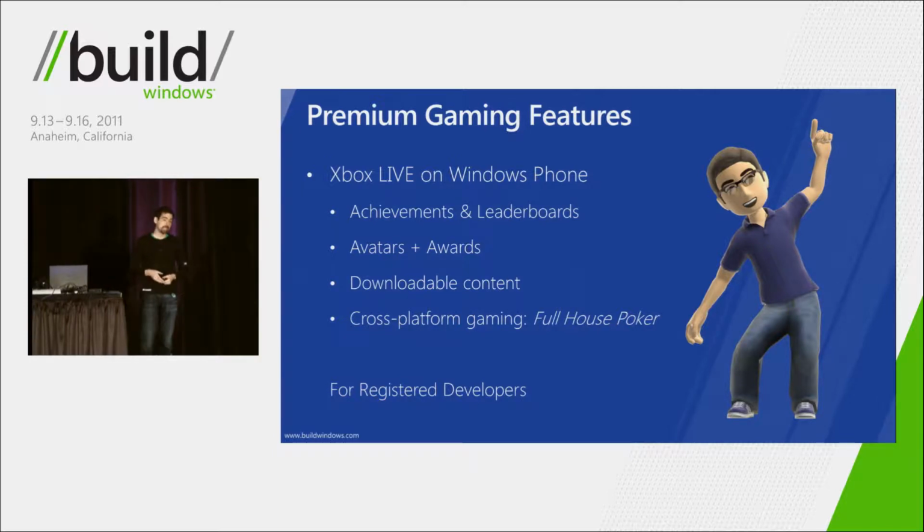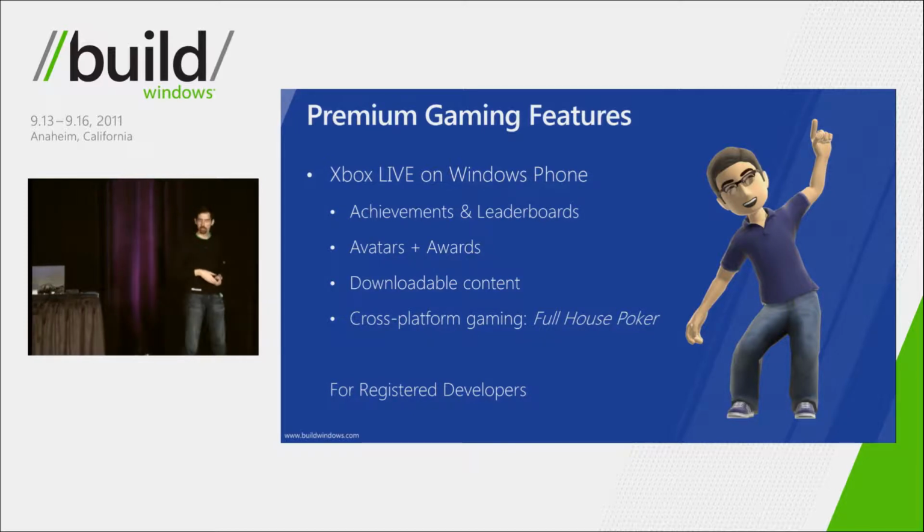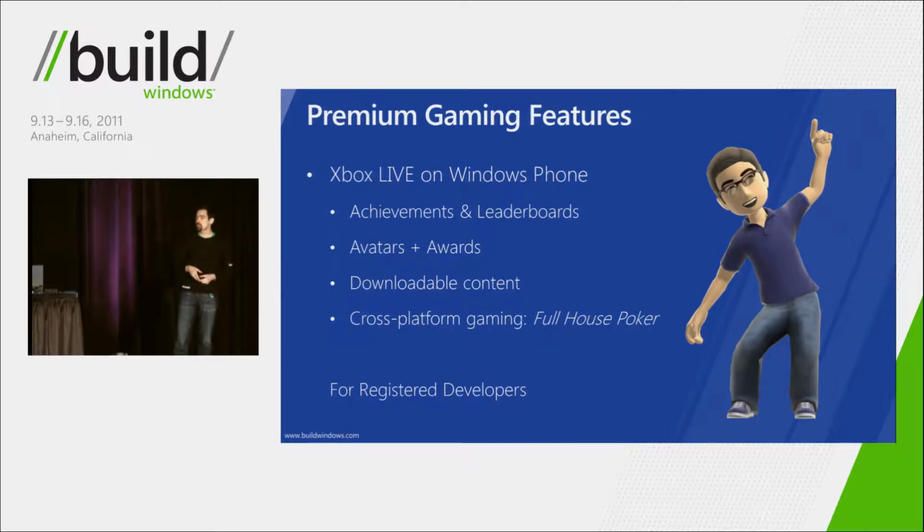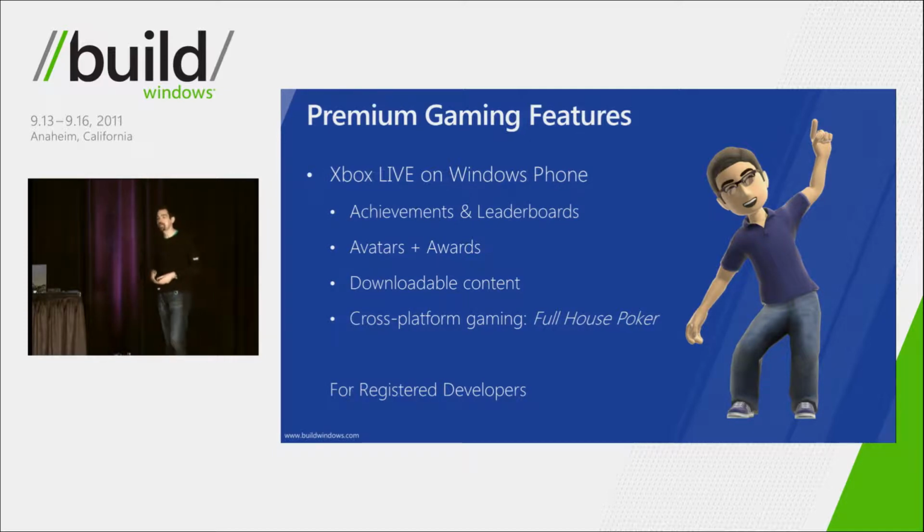And finally, if you've played games like Full House Poker, or I think Fable Coin Golf is another example, there's a cross-platform opportunity. You can develop games for Windows Phone and for Xbox 360 through the Xbox Live Arcade program, and you can share not just achievements and leaderboards and gamer score, but you can also share in-game data such as XP, levels, money balance, that kind of thing, and enable a very rich cross-platform scenario through Xbox Live.